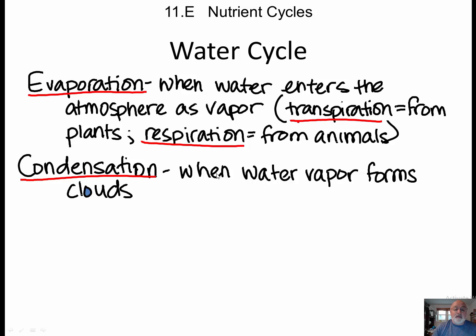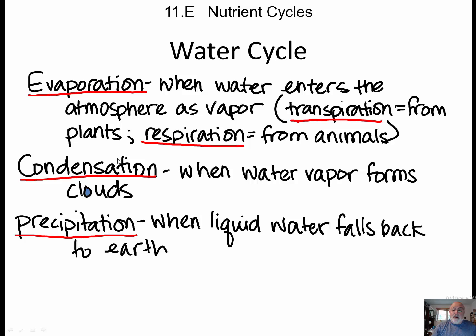Condensation: anytime water goes up, temperatures decrease, relative humidity increases, and eventually you get to the point where water condenses on small little particulates in the atmosphere, because water needs something to condense on. It doesn't just condense on nothing; it's got to condense on something, and they're called condensation nuclei. But this is actually making a type of water that you can see, and this gives clouds.